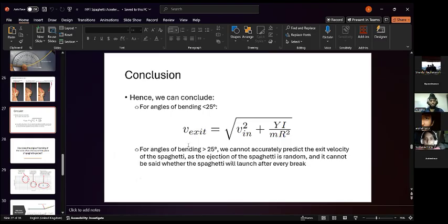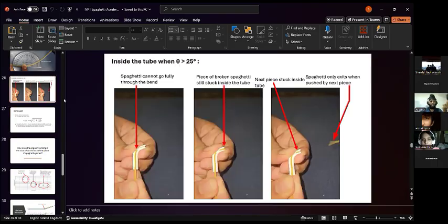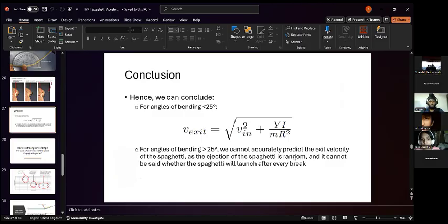I don't see it as being less valid because of a limit in the model, because fundamentally you're only going to bend the spaghetti until its limit curvature, right? Past the limit curvature, if the limit curvature is 25 degrees, you can't predict what will happen when the tube is at 40 degrees because it'll break inside anyways. If you want, you could do an analysis of how much velocity the next piece will hit this piece with, but it's honestly very random and I don't think that can be properly modeled.